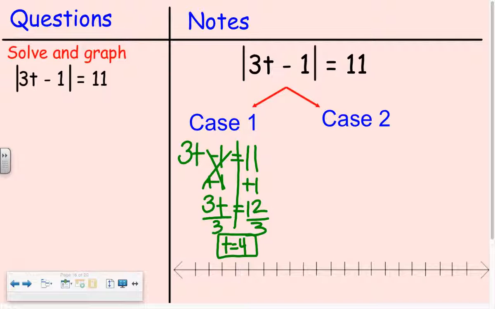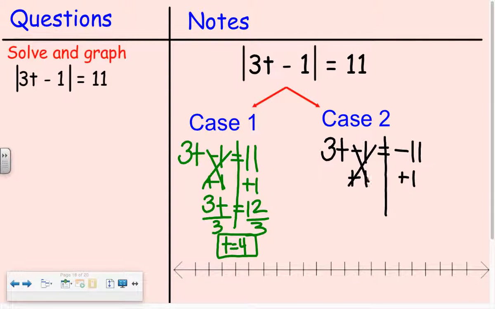Case 2, think for a second, what do we need to do? We need to make our answer negative. So 3t minus 1 equals -11. -11 plus 1 makes -10. So that answer is not going to come out perfectly, but we can just leave it as -10 over 3.